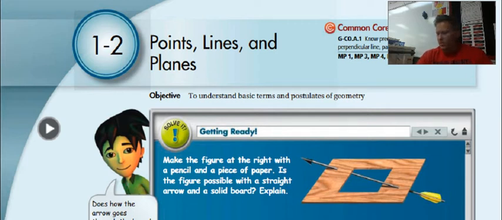So what I would do in your notes is label at the very top 1.2 Points, Lines, and Planes. Especially with the first couple lessons that we have right here, there's going to be a lot of vocab. So there's going to be a lot of stuff to write down, a lot of really important terms that we're going to keep using.